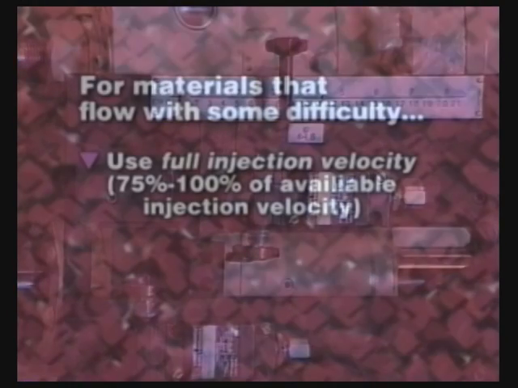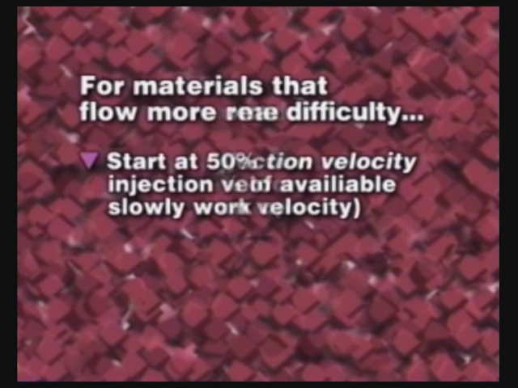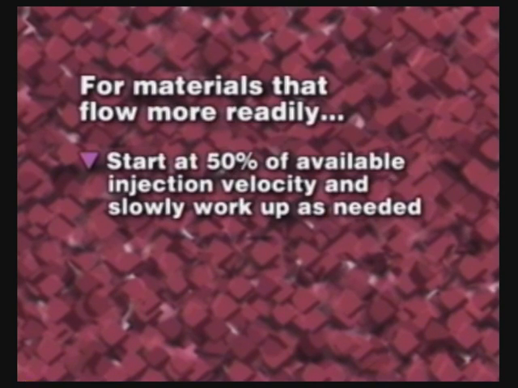For materials that flow with some difficulty, it is recommended to use full injection velocity, or 75 to 100% of the available injection velocity. For molding plastics that flow more readily, it is recommended to start at 50% of the available injection velocity and slowly work up as needed.